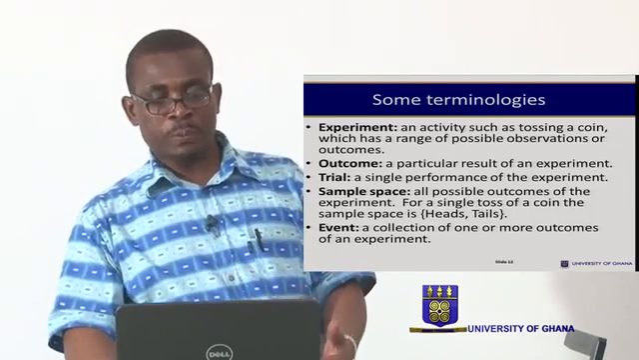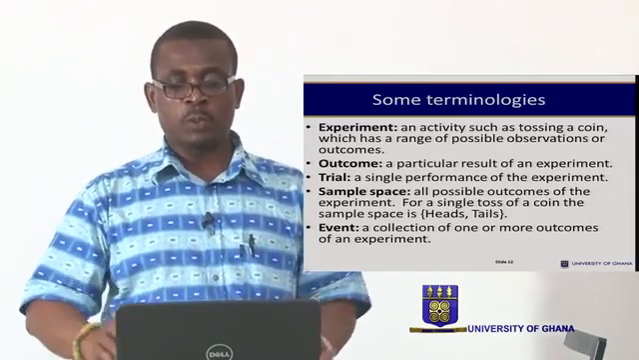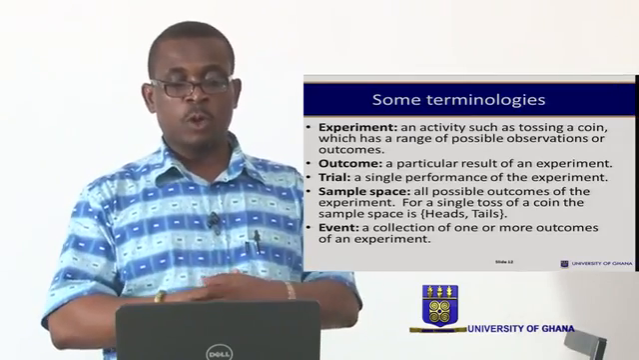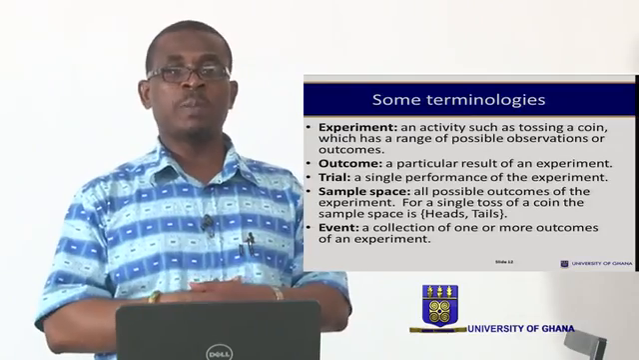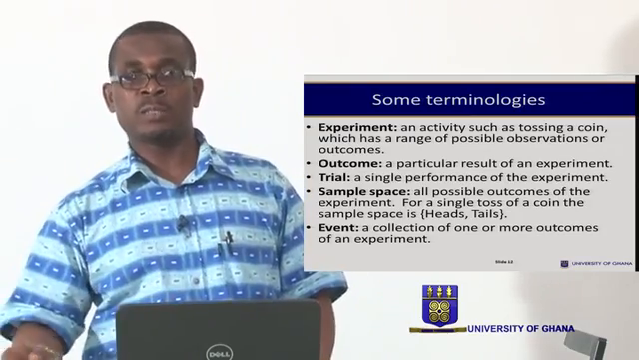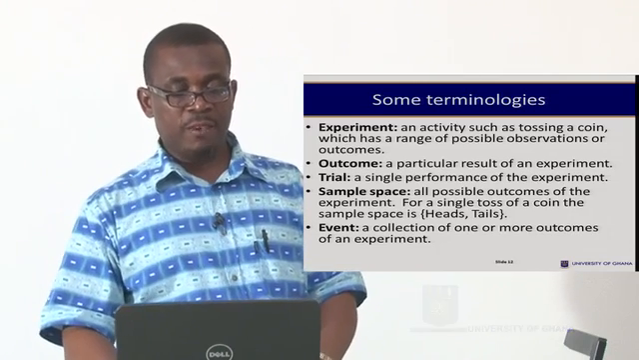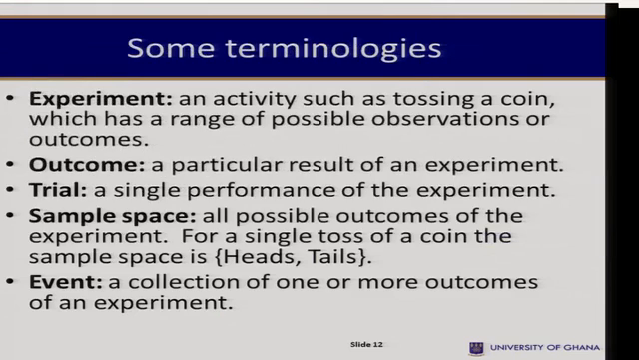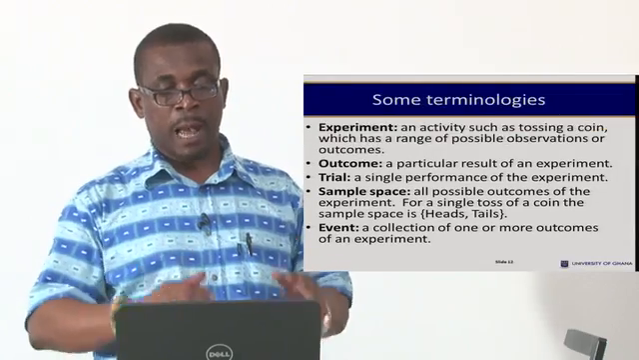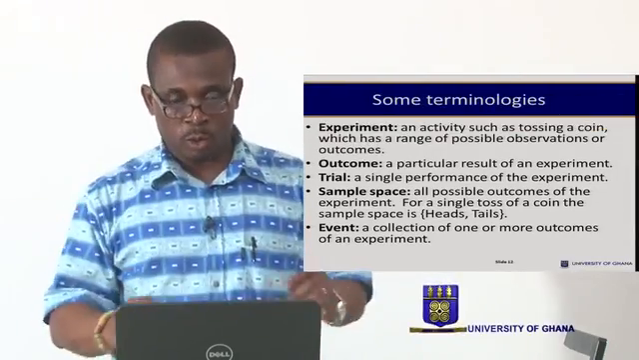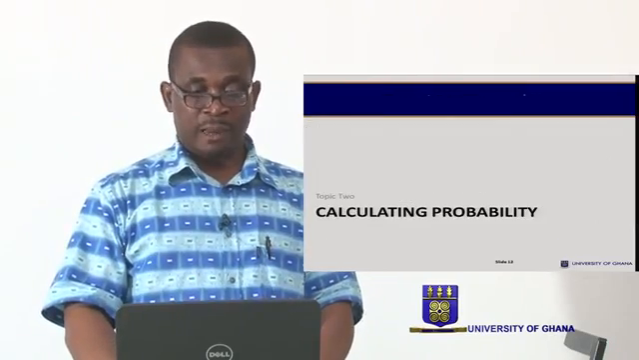And then the sample space refers to all possible outcomes of the experiment. As I said, when you toss a coin once, the sample space is heads or tails. So there are two outcomes. And then the event is a collection of one or more outcomes. An outcome is a particular result, but we can have a collection of outcomes called an event.